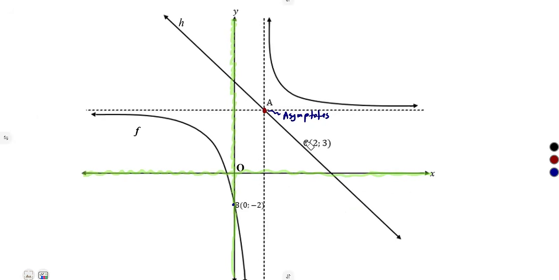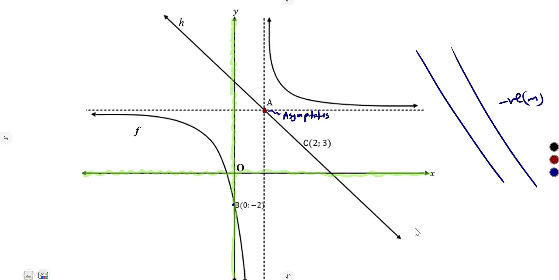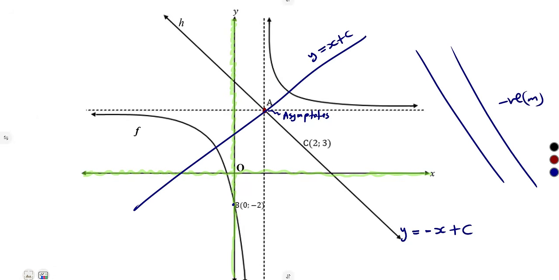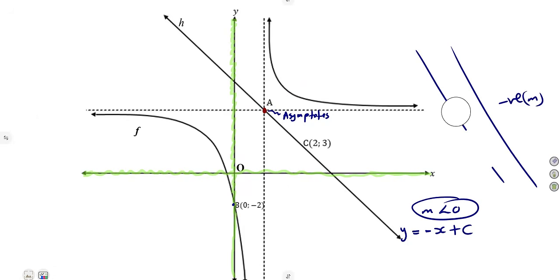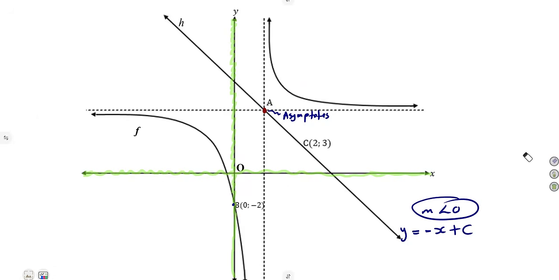So that is our point C, which is found on H, the axis of symmetry. These lines, remember, they've got a negative gradient. So therefore, the equation for this one is going to be y = -x + c for the axis of symmetry. Remember, the one that is going to have a positive gradient passing through the point A will be given as y = x + c. As we are dealing with the one with a negative gradient, our m is less than 0, negative.